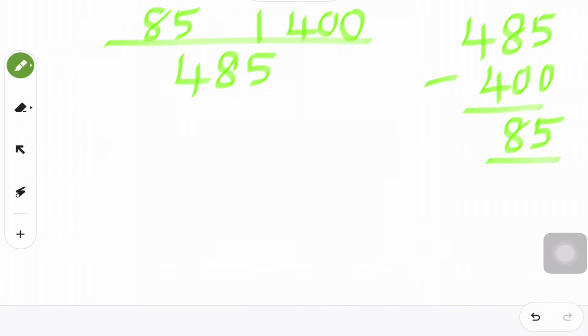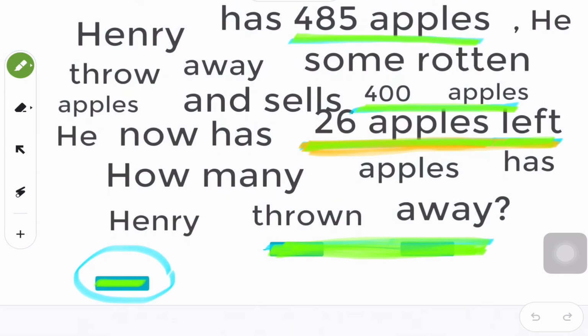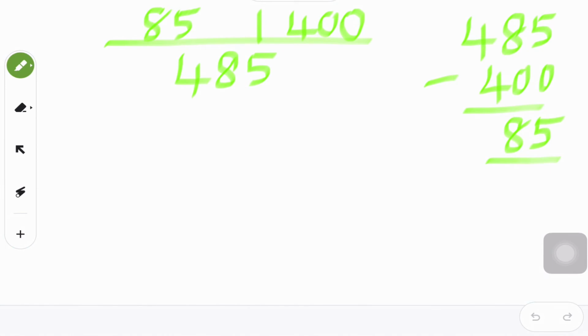The sum doesn't end, because if you go back to the word problem, here it says he now has 26 apples left, but you can see that we have 85 apples, right? So we got 85 when he sold 400. From 485 we got 85, but the word problem says he just got 26 apples left. So let's check out what's the exact number of apples he threw away.